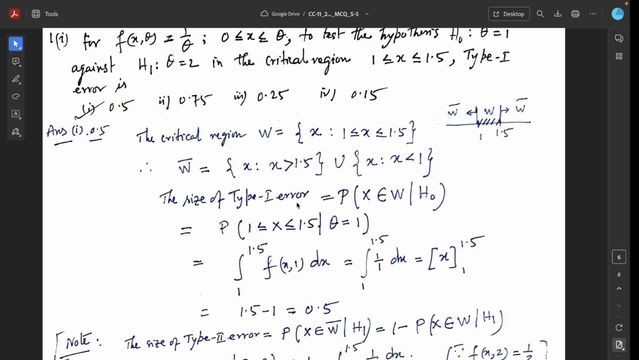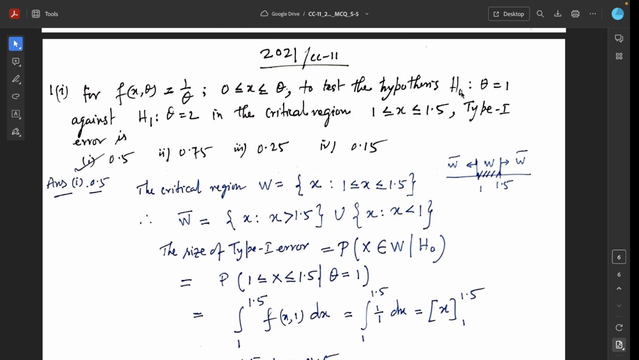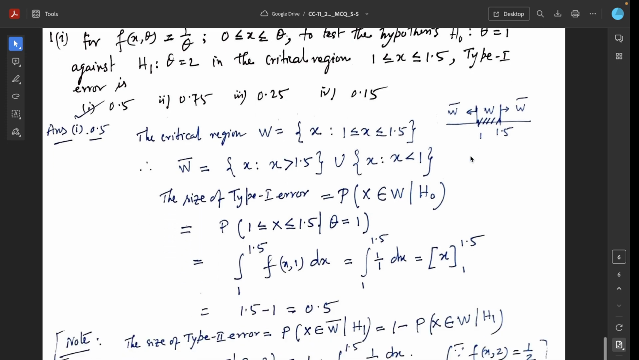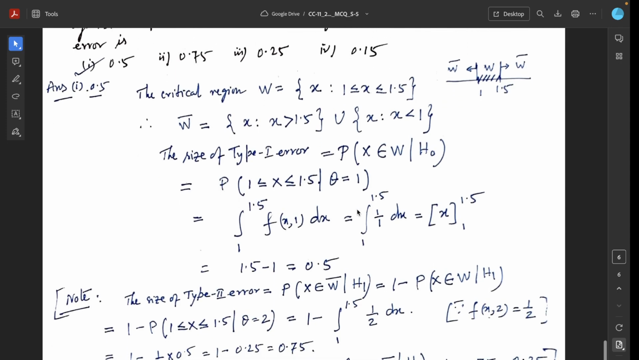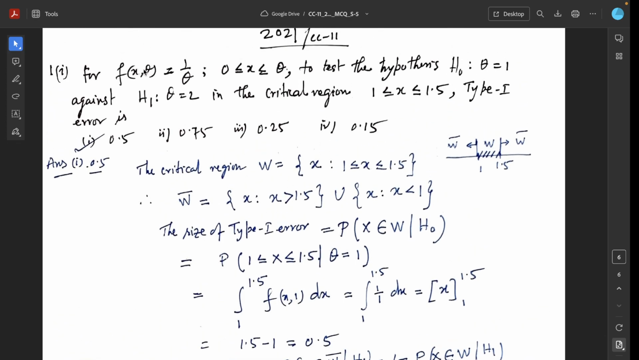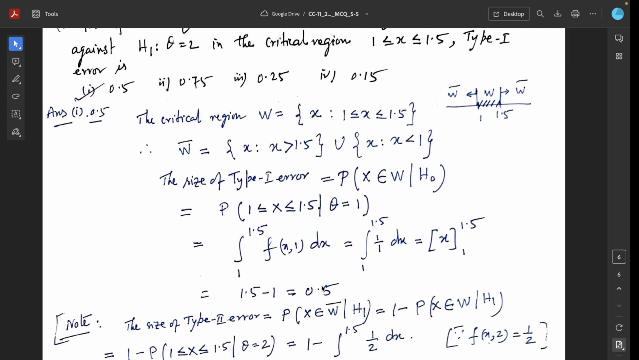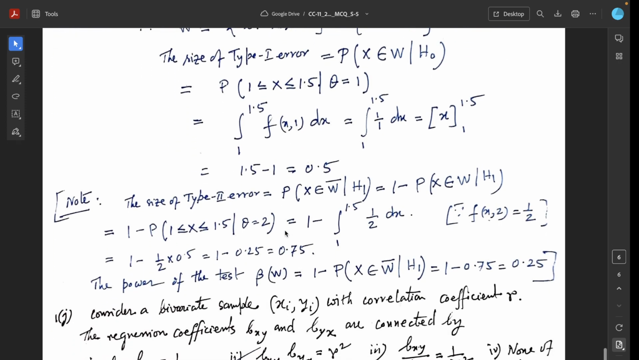So the size of type 1 error equals the probability of the event belonging to the critical region when H0 is true. H0 means H naught, theta equals 1. So x belongs to capital W, that means 1 less than or equal to x less than or equal to 1.5, such that theta equals 1. So this is the integration from 1 to 1.5 of f(x, theta), we put here theta equal to 1, so f(x, 1) dx. After integration we get 0.5. So this is the type 1 error.